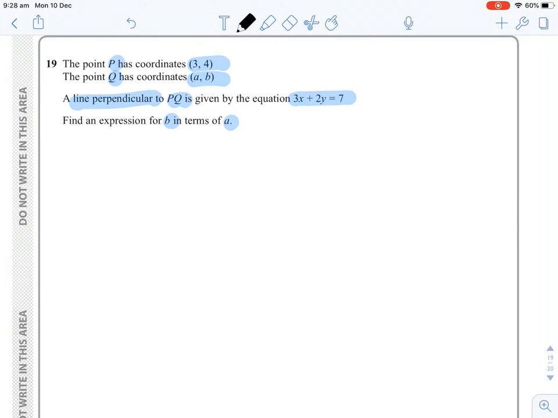So the key part of the information here is that the line perpendicular to PQ has that equation. Now, if we know that a line is perpendicular, we know that the gradients must be the negative reciprocal of each other. So I'm going to rearrange 3x + 2y = 7 into the form y = mx + c, so we can find out what the gradient is.